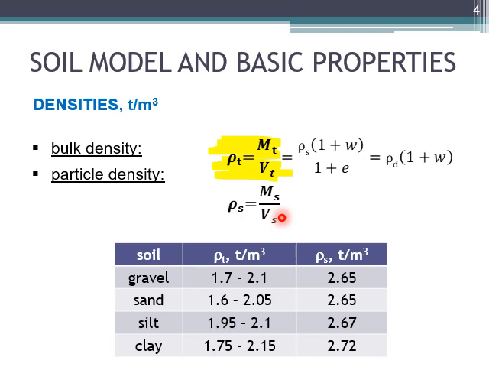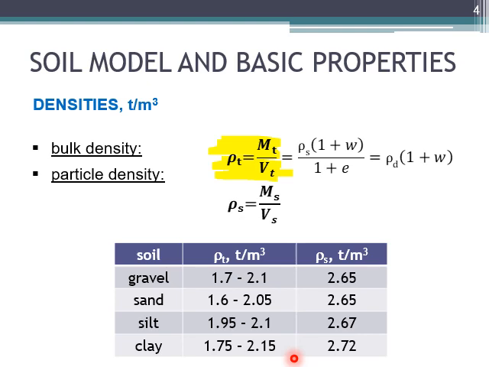As future engineers, you need to know the ranges of the basic parameters. So the bulk density for most of the soils will change from around 1.6 to around 2.2 tons per cubic meter, which means that if you assume that the soil density is around 2 tons per cubic meter, you will not be far from the truth.